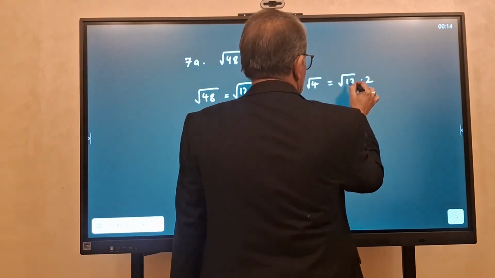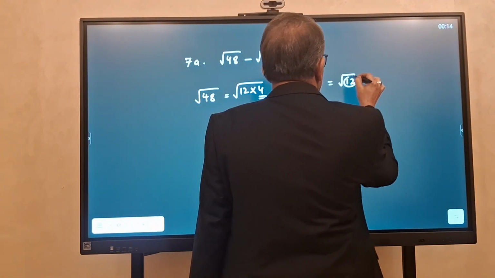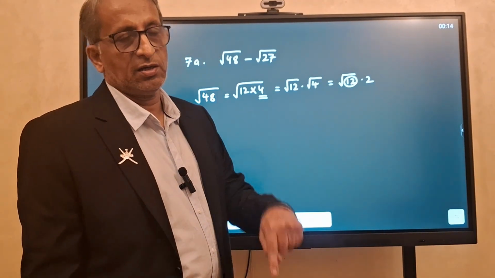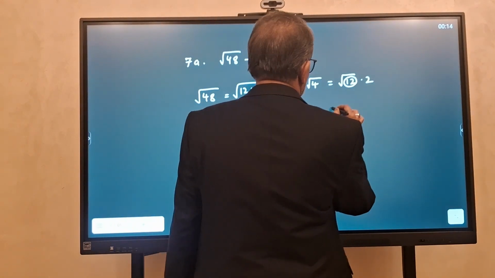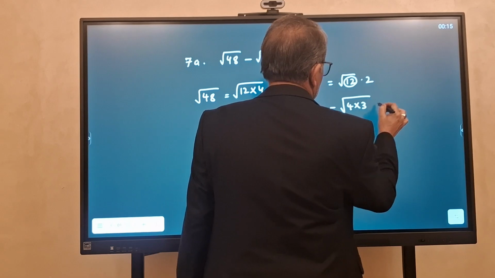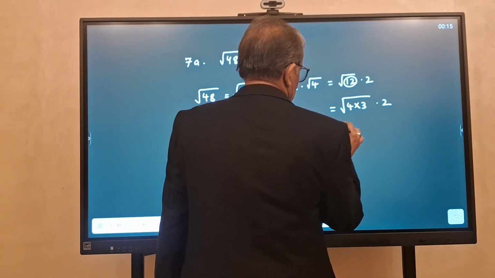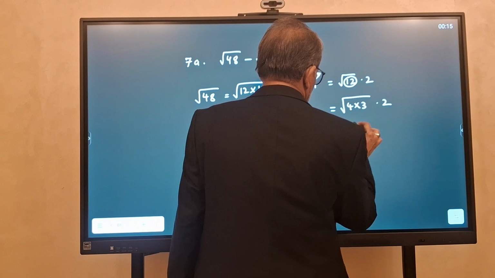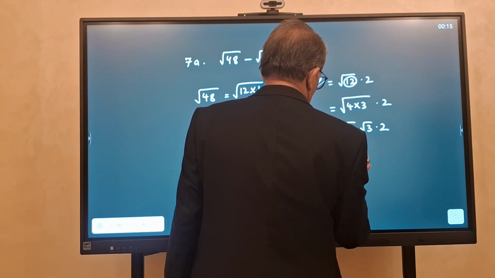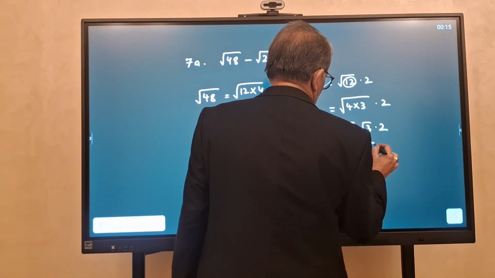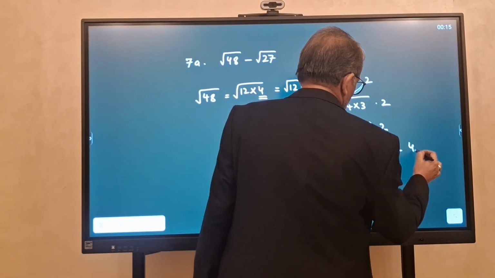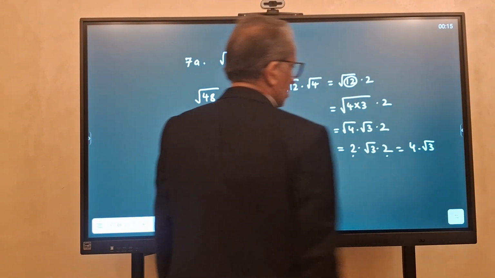Still, can we factor this 12 as a product of 2 numbers where one number is a perfect square? Again, I do that. You see, 12, I will write 4 into 3. I separate the square root: square root of 4, square root of 3. Square root of 4 is 2, times root 3, with the 2 in front. These 2s I can multiply: 4 root 3. You get this.